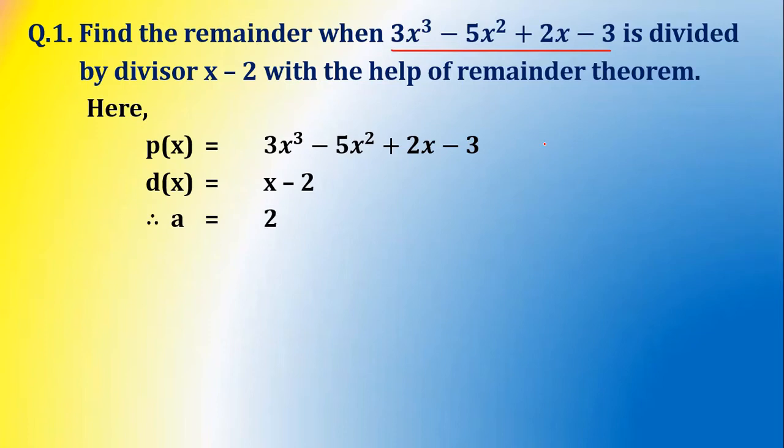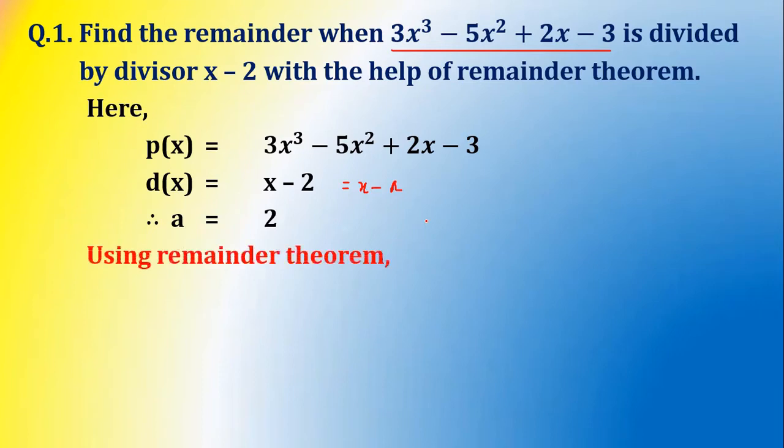So comparing our divisor x minus 2 with x minus a, the value of a would be simply 2. This value of a is very crucial while we are finding a remainder. By using the remainder theorem, we know that when the divisor is in the form of x minus a, then r equals p(a). That would be the actual form. Right now the value of a is 2, therefore the remainder would be r equals p(2).